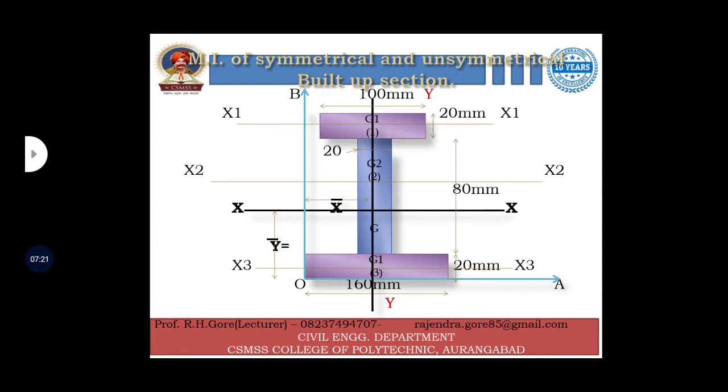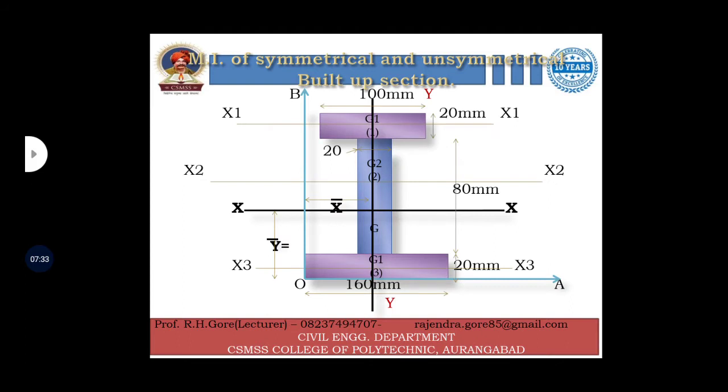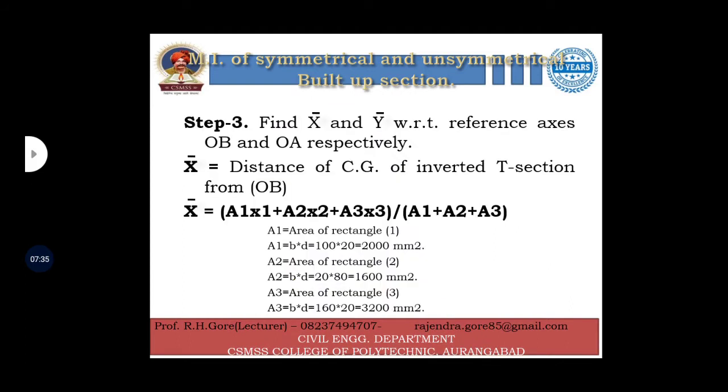तसं आपण डिटेलमध्ये बघणार आहोत. तर स्टेप 3 टू फाइंड आउट द x bar अँड y bar विथ रिस्पेक्ट टू OA आणि OB ॲक्सिस. So x bar is distance of CG of unequal I sections. इथं बघू शकता तुम्ही टाईप करण्यामध्ये थोडं चुकलेत, तर या ठिकाणी लिहिणार आहेत डिस्टन्स ऑफ CG ऑफ अनइक्वल आय सेक्शन्स फ्रॉम OB, x bar.